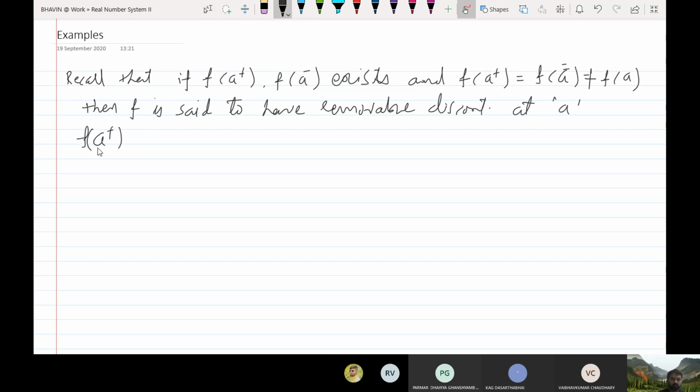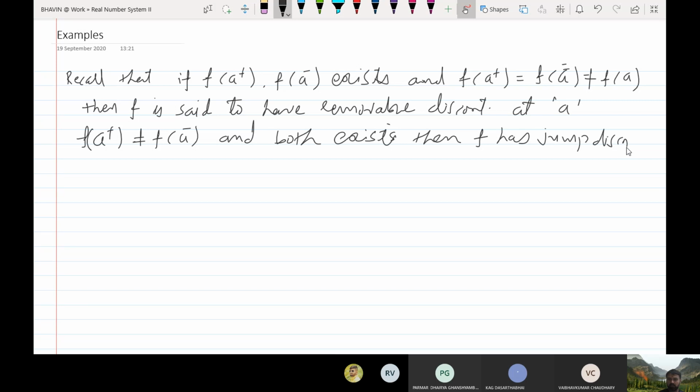If f a plus is not equal to f a minus and both exist, then f has jump discontinuity at point a. So, and if this doesn't exist, any one of these or both of these, then f has discontinuity of second kind. So these are the different types of discontinuity. Let me now take the example.